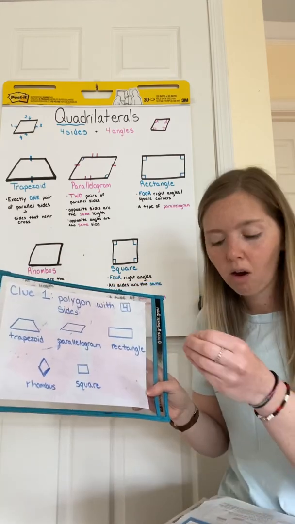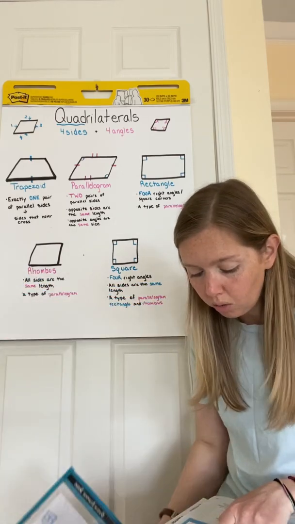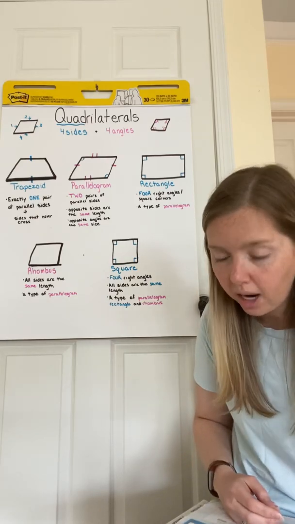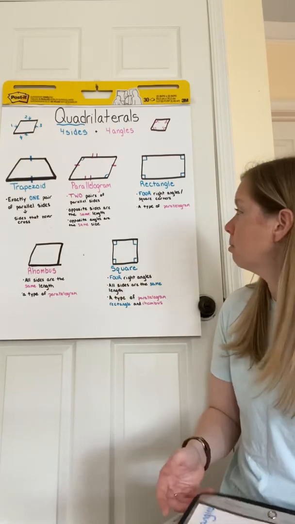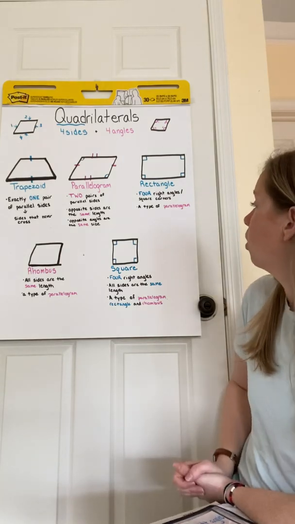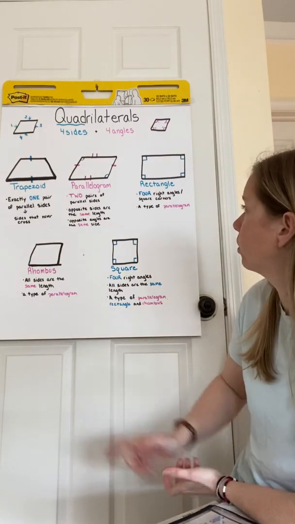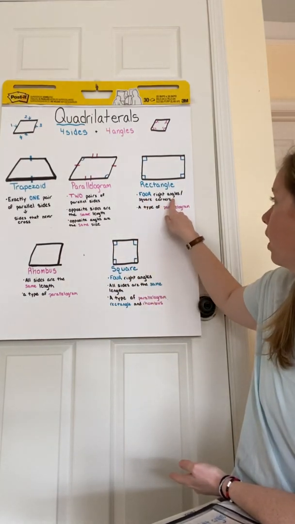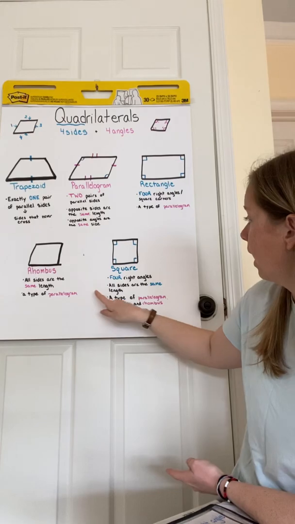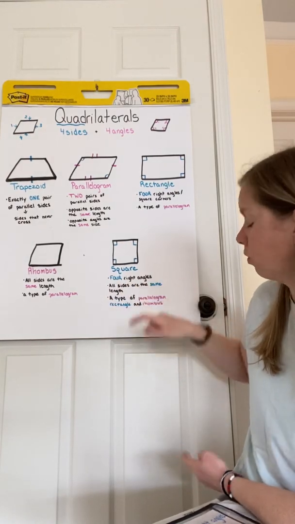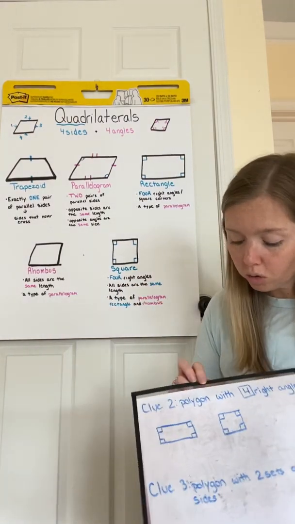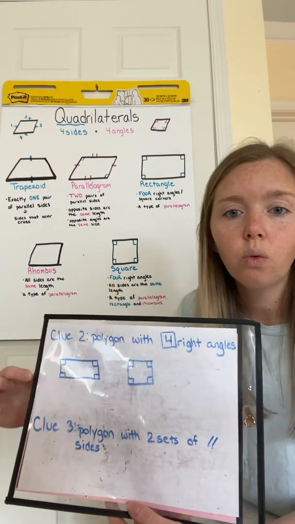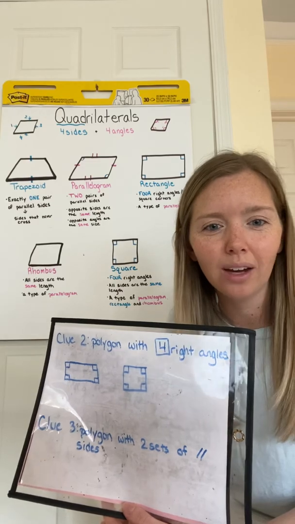But now we want to narrow it down. So let's look at clue 2. I am a polygon with 4 right angles. Well, let me look at my chart and see if it can help me. Which shapes have 4 right angles? Oh, the rectangle has 4 right angles, and the square has 4 right angles. So clue 2 narrows it down to the polygons with 4 right angles, which are my rectangle and my square.